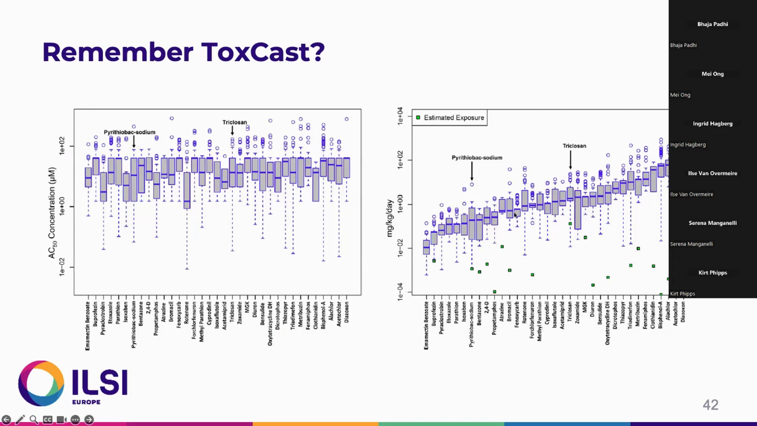And then you can see here that there is a significant potency difference between these different compounds, and you can then compare them to the estimated oral exposures that are associated with the compound. And from there we can see, for example, that triclosan might be a compound that we are being exposed to at levels that cause significant toxicity in these in vitro assays.